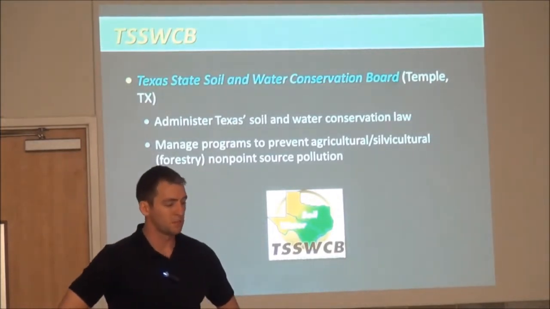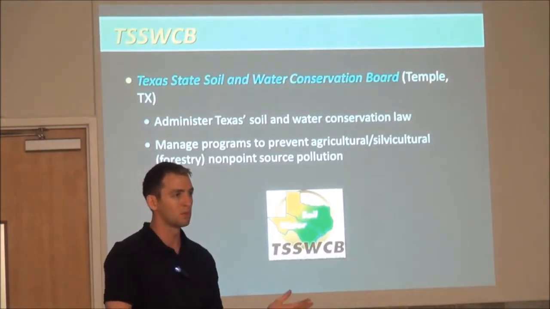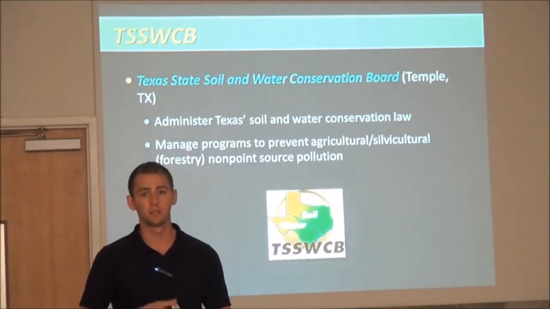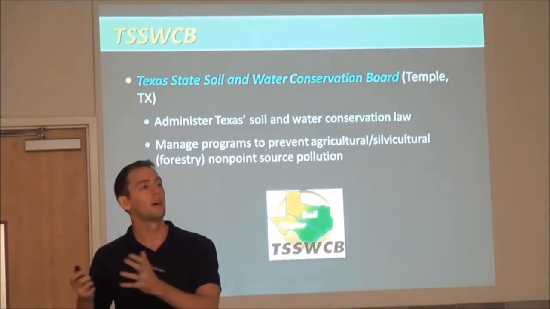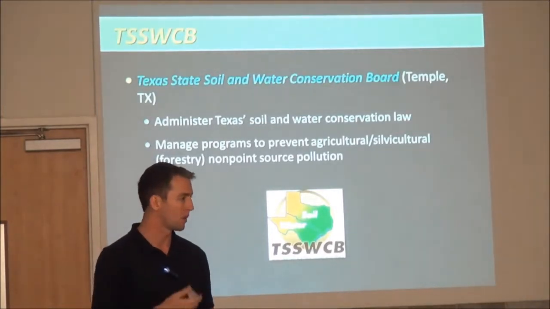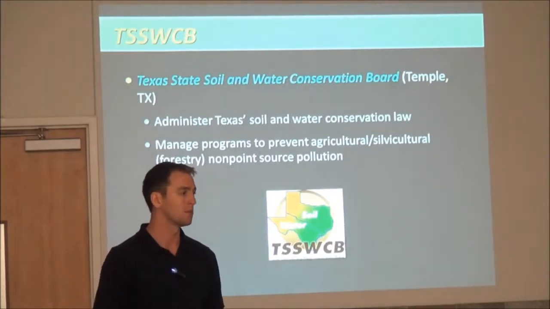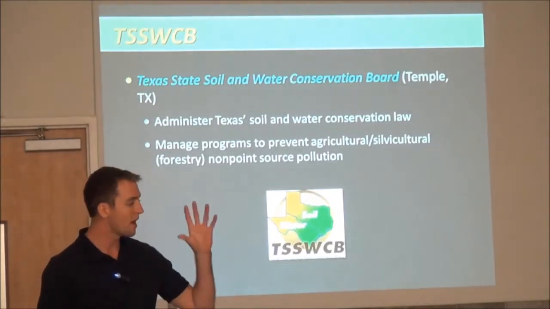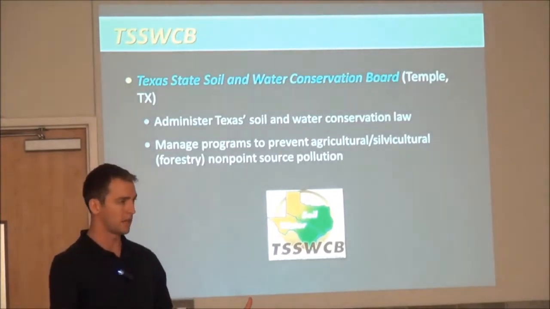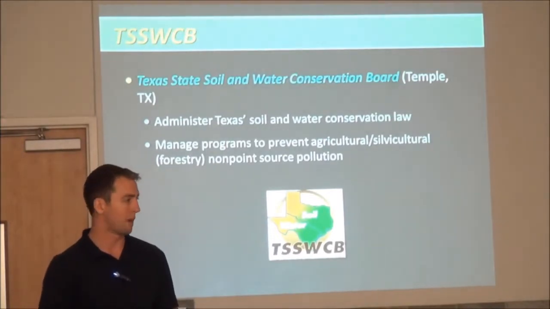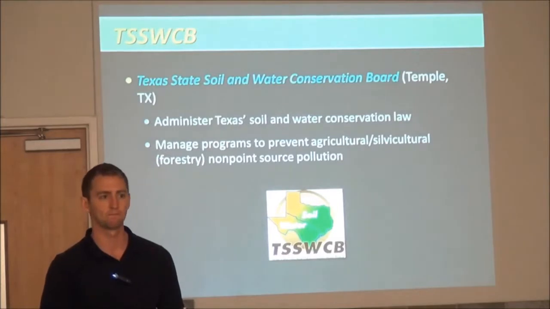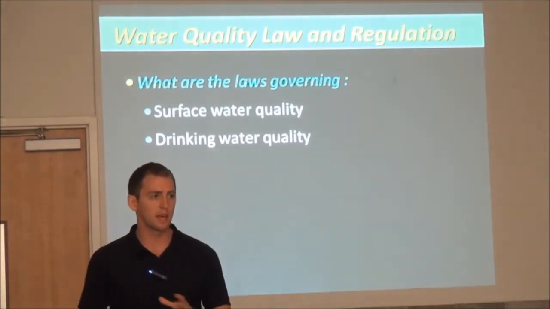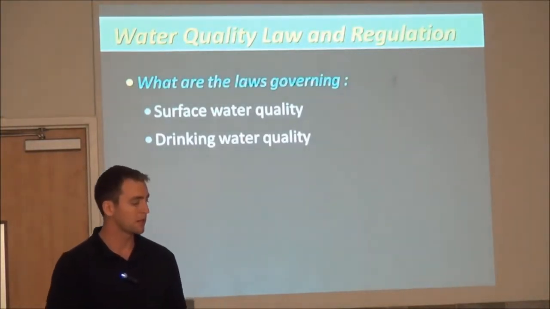That's right. As Blake just mentioned, TCEQ has the urban non-point source side of things and the point source, while the Texas State Soil and Water Conservation Board has a mandate to administer the state soil and water conservation laws, and in turn, as part of that, manage programs to help prevent non-point source pollution from agricultural sources and forestry sources, or silvicultural. So you have TCEQ doing urban and point source, and then the State Soil and Water Conservation Board doing non-point source from ag and from forestry in rural areas, basically. Make sense? So the laws that they administer and govern primarily deal with surface water quality and drinking water quality.